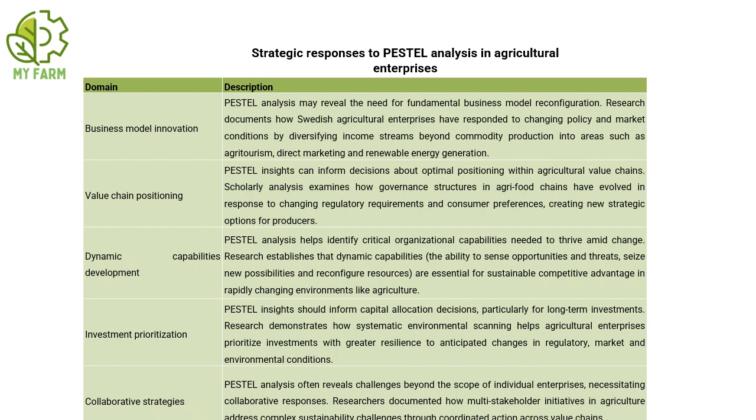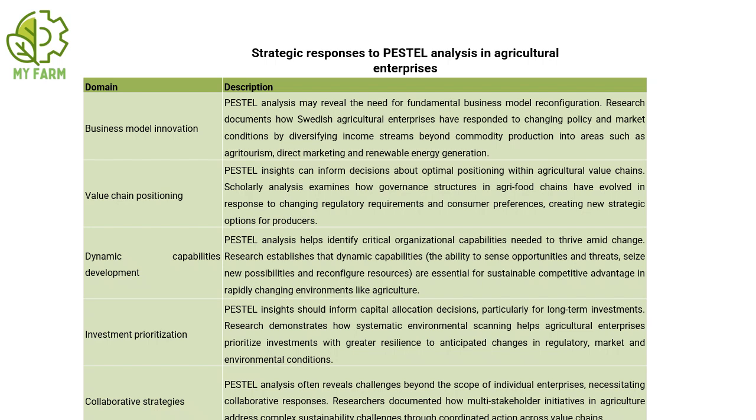Business model innovation may be required when PESTEL analysis reveals the need for fundamental reconfiguration. Swedish agricultural enterprises have responded to changing policy and market conditions by diversifying income streams into agritourism, direct marketing, and renewable energy generation. Value chain positioning decisions should be informed by PESTEL insights.